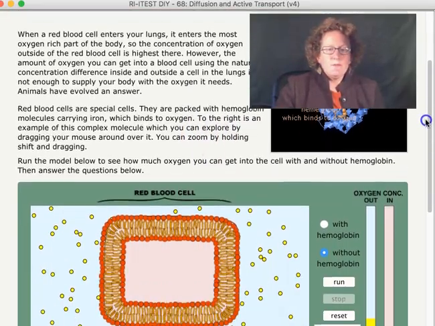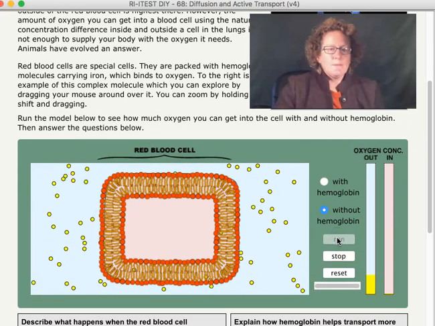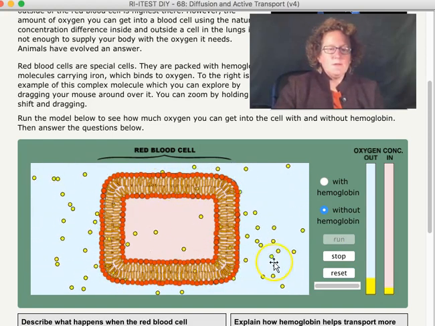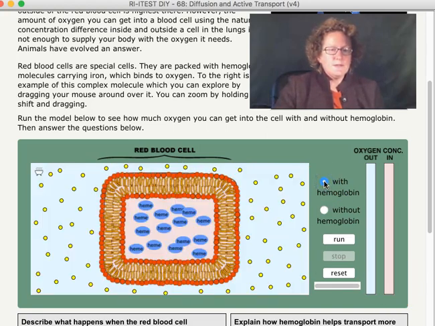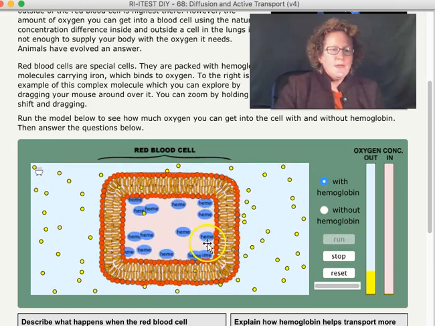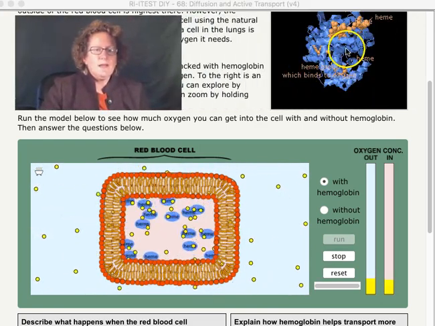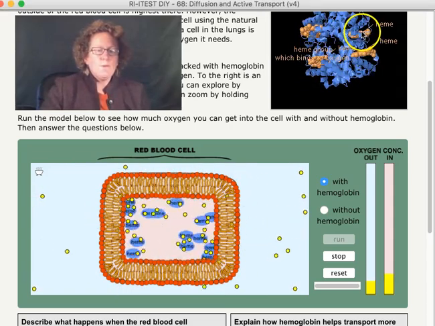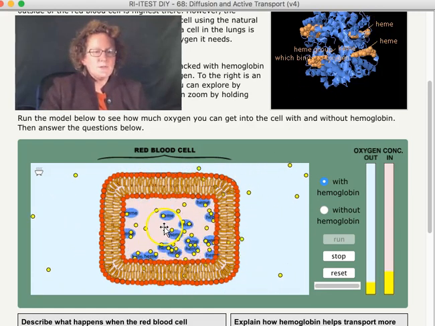So let's go down and see what happens when we add hemoglobin. So let's look at it without hemoglobin. We'll just run it. The cell is going to absorb some oxygen, and it's just going to come to equilibrium with its environment. Now, if we give it some hemoglobin on the inside of the cell, these stand for the hemoglobin, and we'll run it. Each of these hemoglobins can absorb 4 different oxygens and hang on to those oxygens. So you can see the different heme groups, 1, 2, 3, 4. That means each hemoglobin is going to hang on to 4 oxygens, plus oxygen is just going to diffuse into the cell.